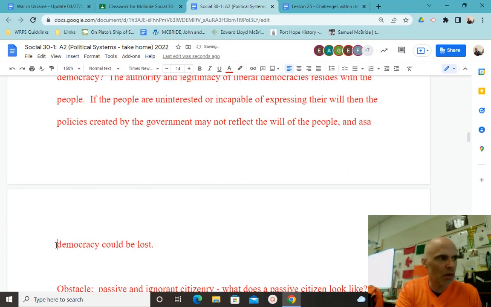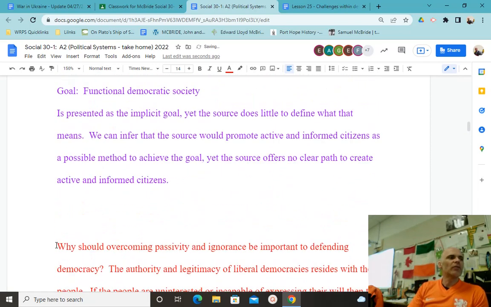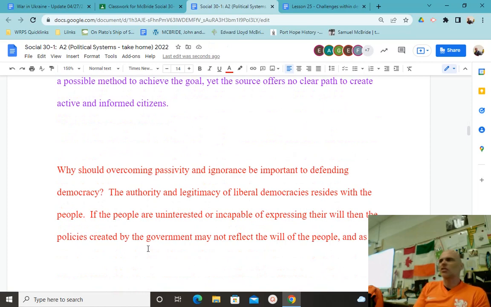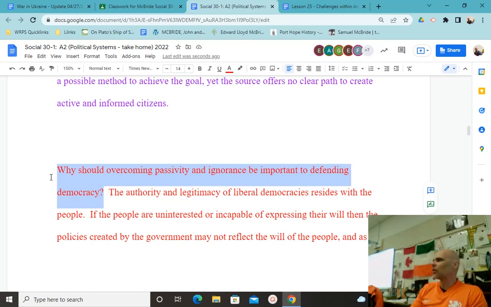And, as a result, democracy could be lost. So what I've done here is I've stated the goal, but now I'm trying to connect it to the obstacle. And in order to make that bridge to connect it to the obstacle, I asked a hypothetical question. So sometimes asking a hypothetical question can give you an opportunity to further analyze the source. There's my hypothetical question. Do you guys see how I added that step here?